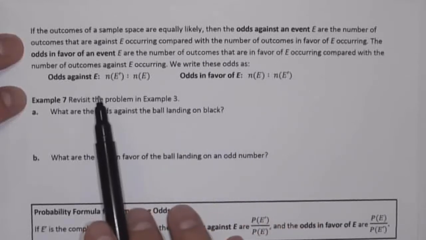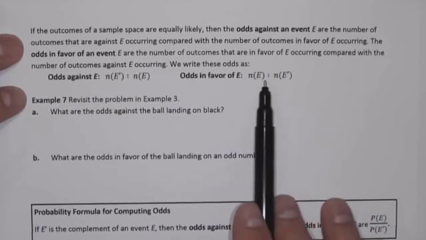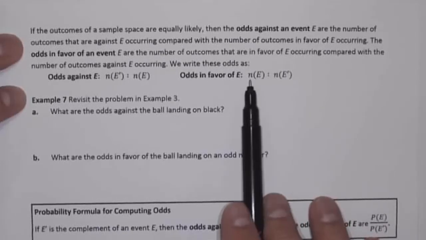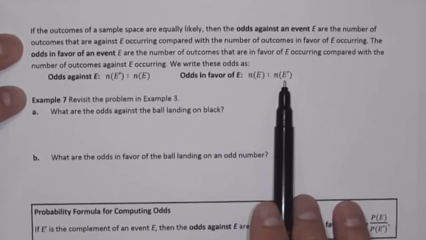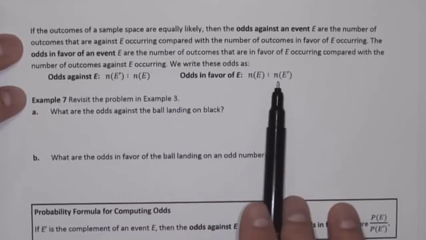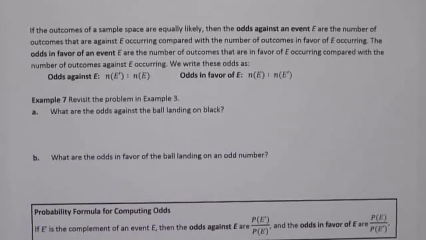We do also have to pay attention: are we looking at odds against, or are we looking at odds in favor? A probability for event E is the number of ways E can occur compared to the total number of outcomes in the sample space. Odds in favor of E is the number of ways E can occur compared to the number of ways E cannot occur. Using a colon is probably the most common way of writing odds, but we can also use the word to, and we can also use fractions to express odds as well. So again, odds and probability are similar, but they're not the same thing.